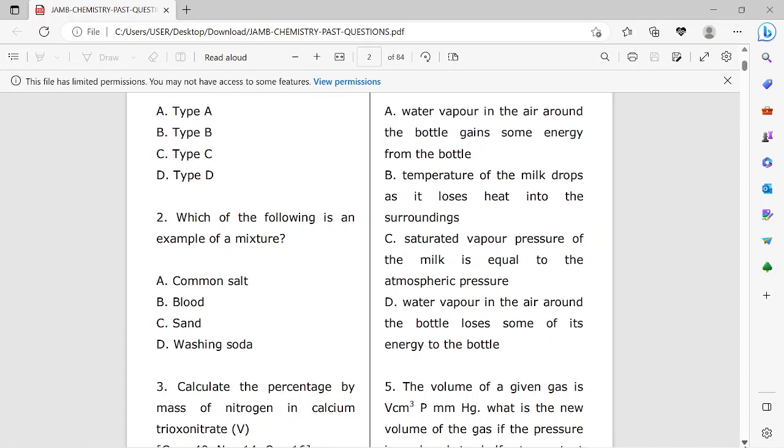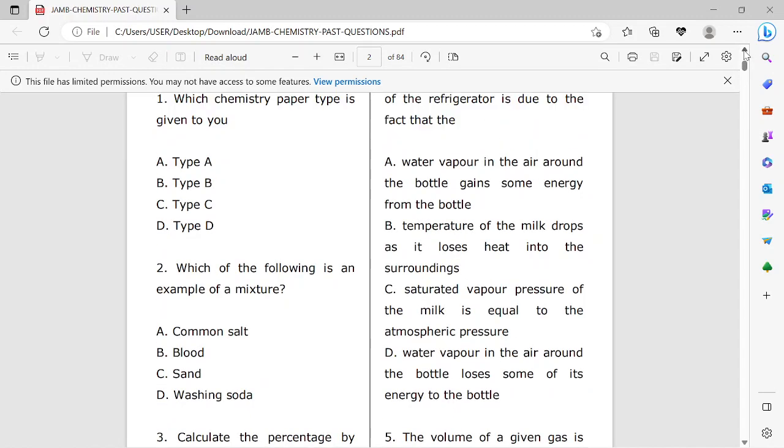Who is answering that question? Somebody? What's the correct answer? I'm waiting for somebody to answer that question. The water vapor in the air around the bottle loses some of its energy to the bottle. Correct. Very correct.